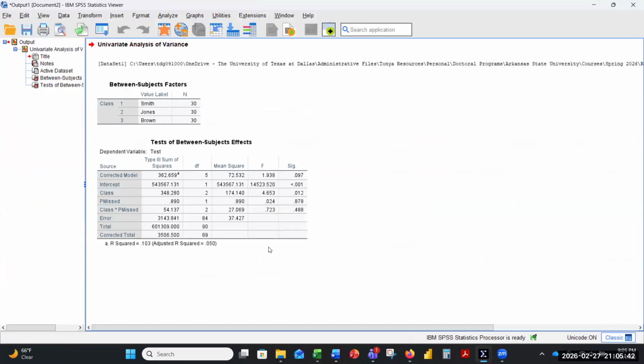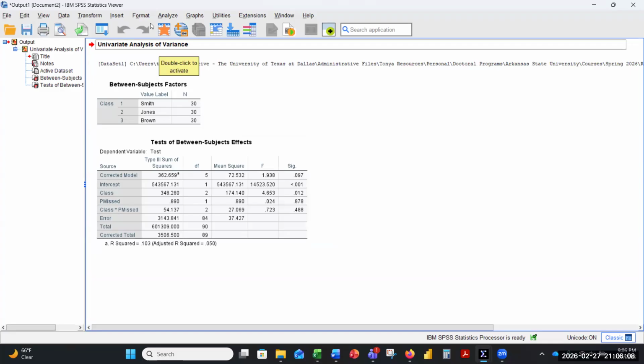Looking at the output at the class times the missed period results, we have a significant value of 0.488. Since P is greater than 0.05, the homogeneity of regression slopes is met. I will proceed with the ANCOVA and check for homogeneity of variance.